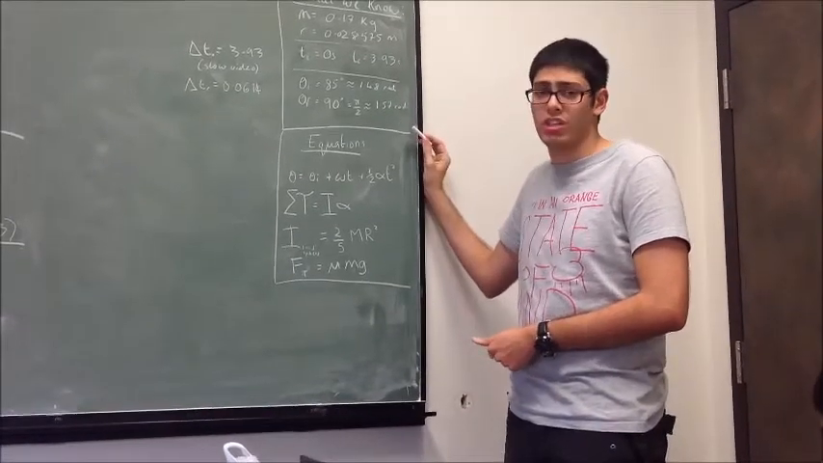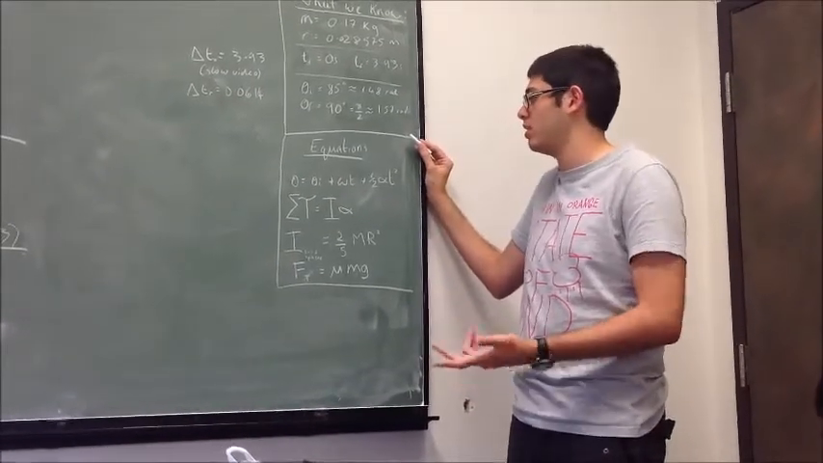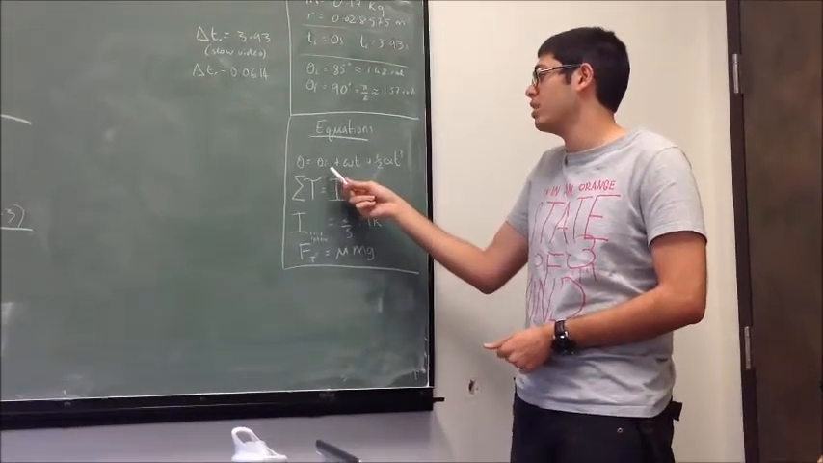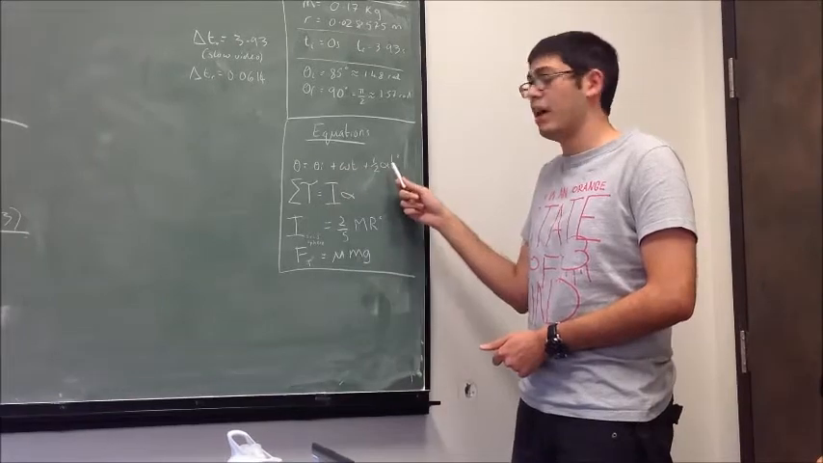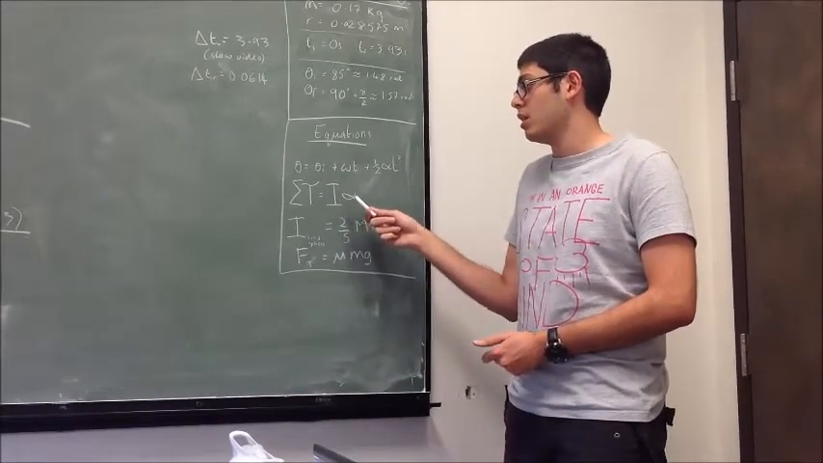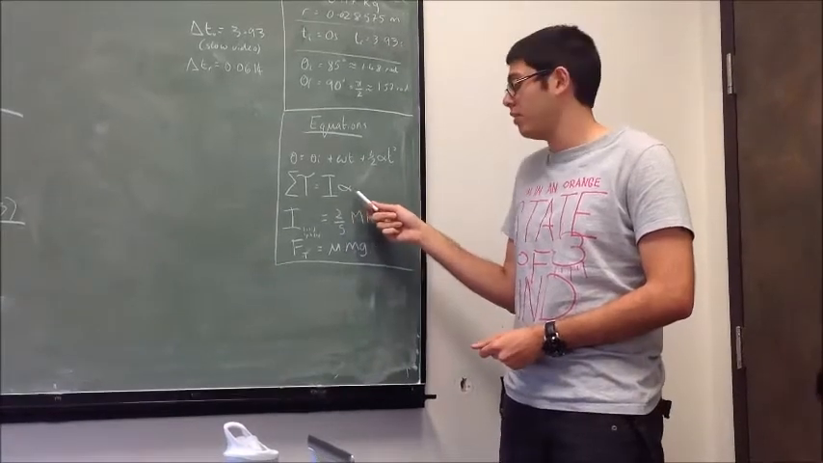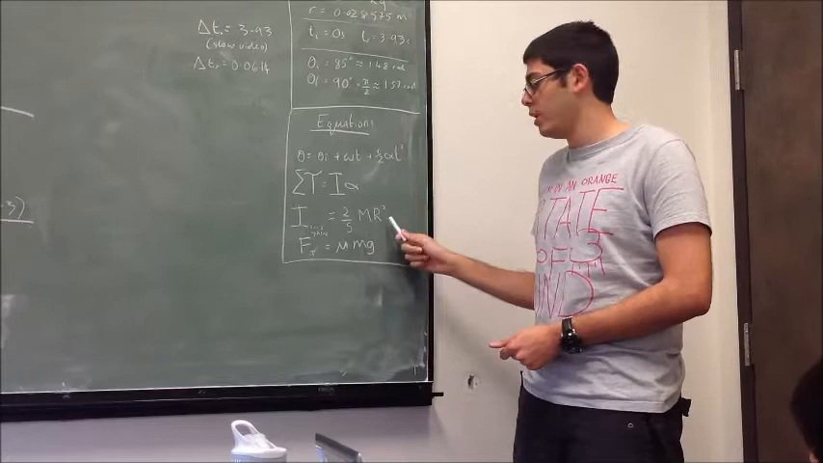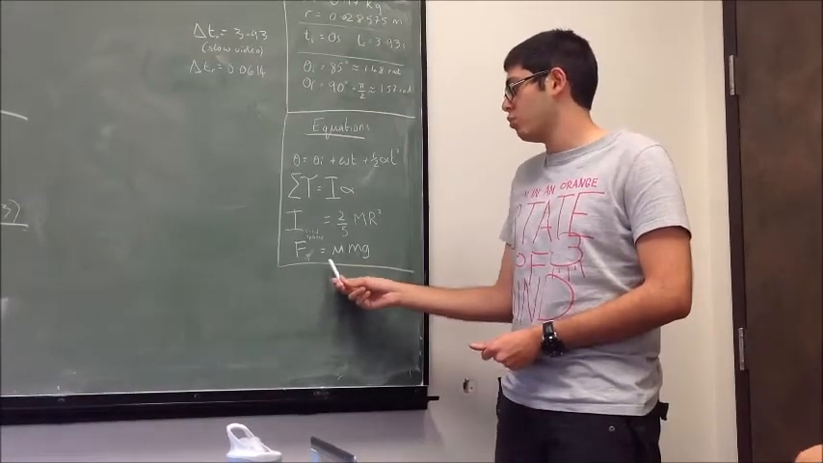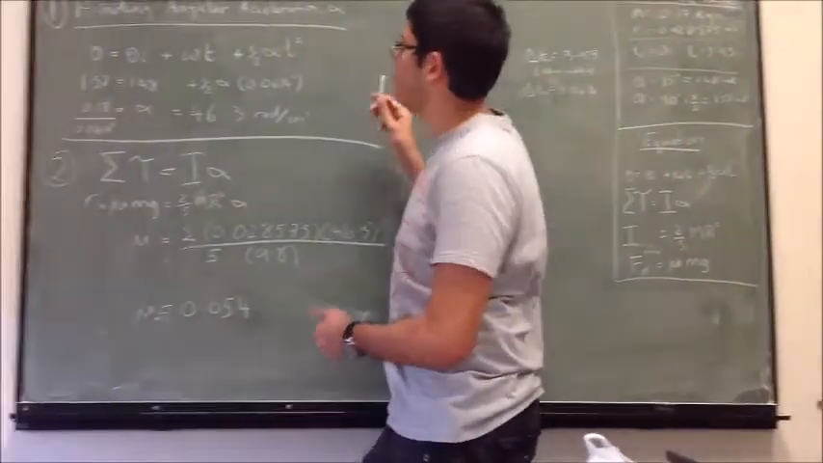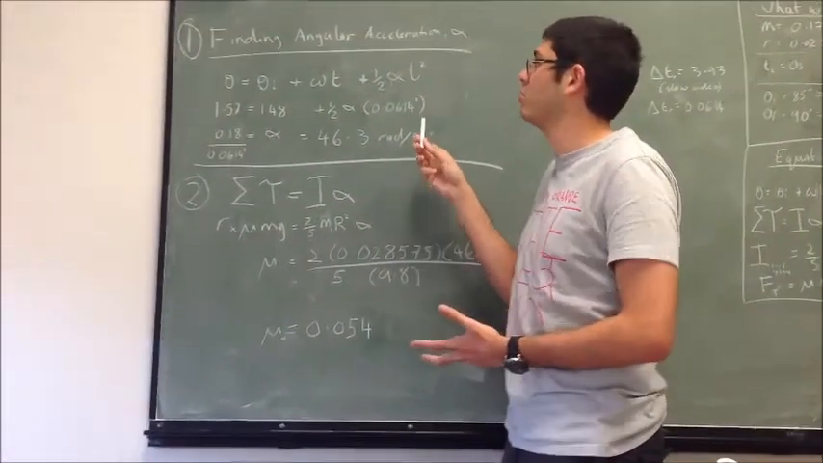Next, we move on to the equations that we use to solve this question. We have the equation for theta final, which is theta initial plus omega t plus half alpha t squared. Then we have that the sum of all external torques equals the moment of inertia times alpha. And we have the moment of inertia of a solid sphere, which is 2/5 mr squared. And we have the force of friction, which is mu mg.